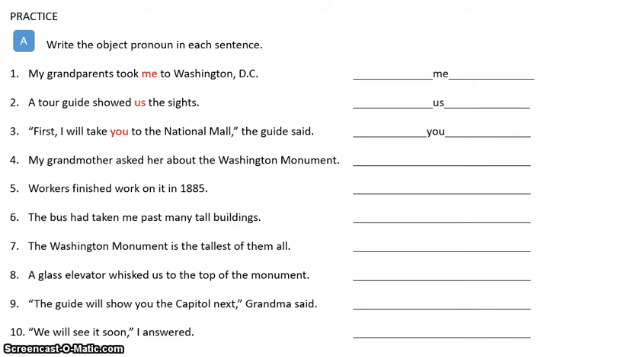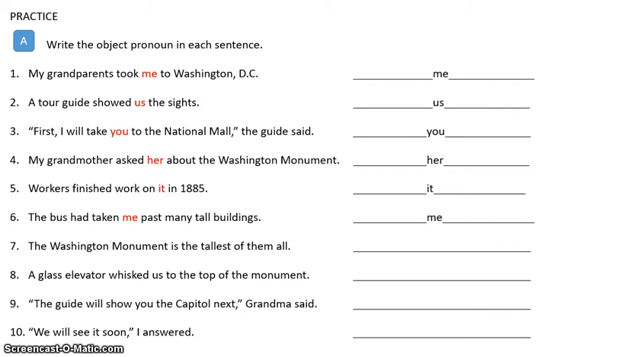Number 4, my grandmother asked her about the Washington Monument. Okay, workers finished work on what? Finished work on it in 1885. Number 6, the bus has taken me past many tall buildings. The bus has taken who? Me past many tall buildings. All right. What's the subject of that sentence? Number 6. It's the bus. So we know that the me has to be an object pronoun because we've already got the subject.